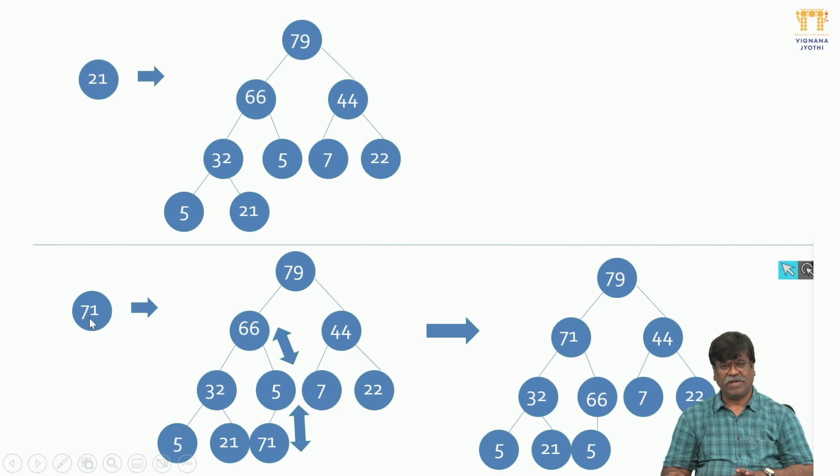Now you can insert 71. For this 5, the left child we need to create. You can insert that 71 here. Compare with the root. Yes, it is greater than the root, so you can exchange these two.